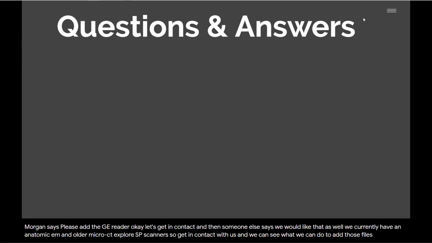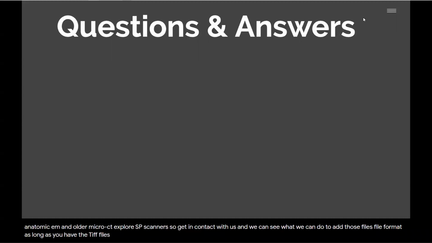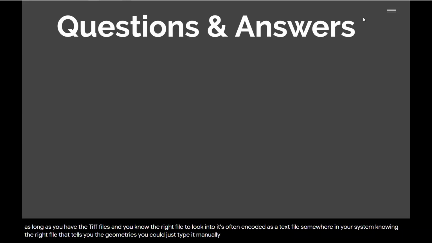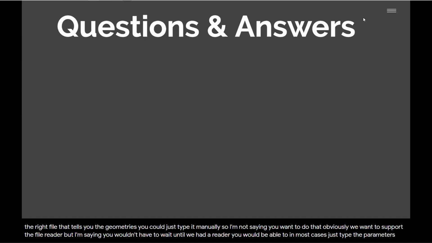However, even if you don't have the file format, as long as you have the TIFF files and you know the right file to look into, it's often encoded as a text file somewhere in your system. Knowing the right file that tells you the geometries, you could just type it manually. So I'm not saying you want to do that. Obviously, we want to support the file reader, but I'm saying you wouldn't have to wait until we had a reader. You would be able to, in most cases, just type the parameters, at least to get you started in the short term.